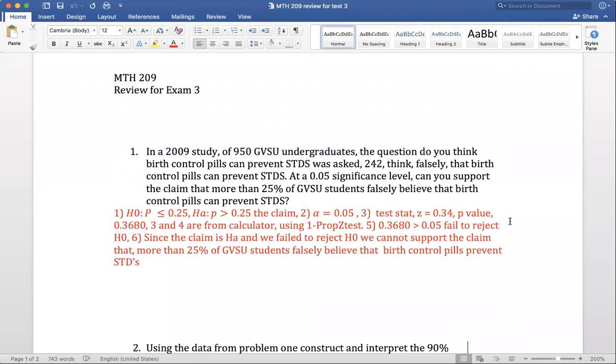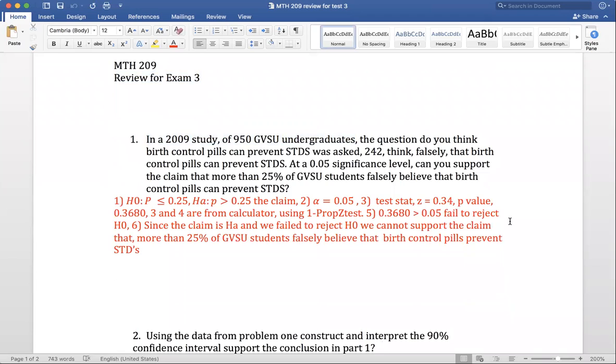Okay. And so this first one: in a 2009 study of 950 Grand Valley State University undergraduates, the question, do you think birth control pills prevent STDs, was asked. 242 think falsely that birth control pills can prevent STDs. And it says clearly falsely because it can't. At a 0.05 significance level, can you support the claim that more than 25% of GVSU students falsely believe birth control pills can prevent STDs?